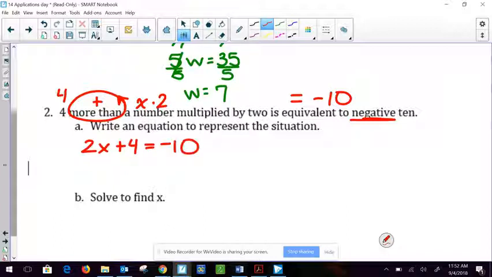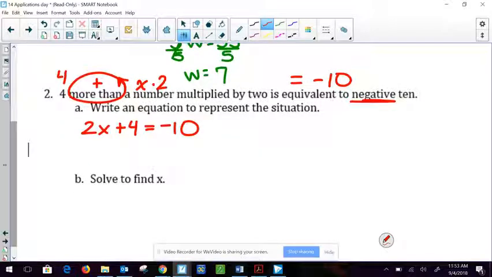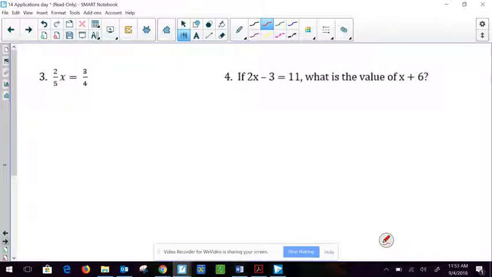You can go ahead and hit pause right now so you can solve that problem. Welcome back. Did you get negative 7? Great job. Now go ahead and try 3 and 4. Hit pause so that way you have time to work on both 3 and 4, then come back and check your answers.